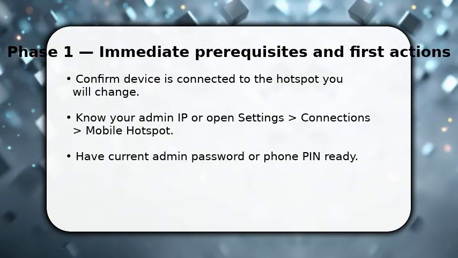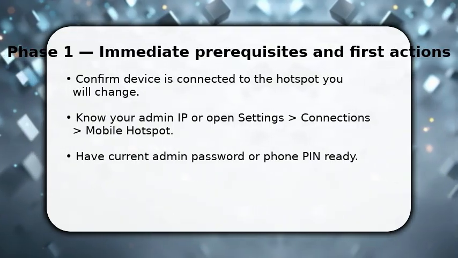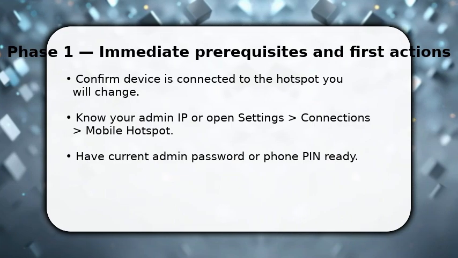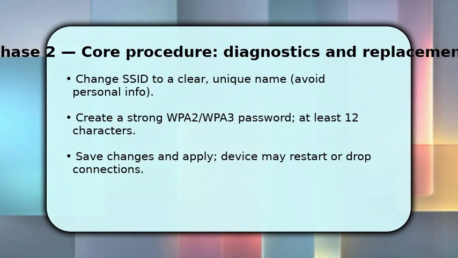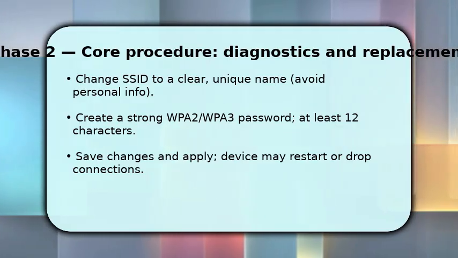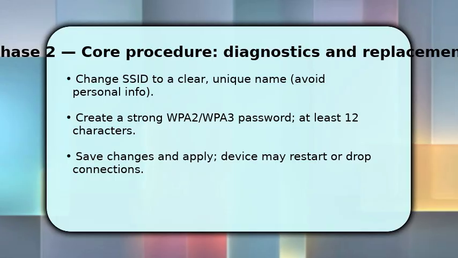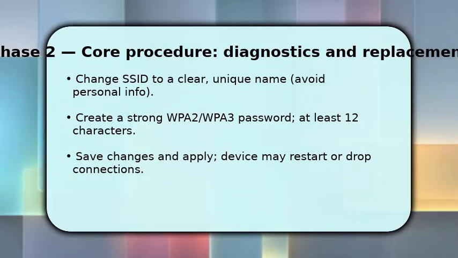Make sure you have the current password or phone PIN ready, otherwise you'll be locked out. Once done, locate the Wi-Fi name, SSID. Now edit the SSID and password directly. Replace the SSID with a short, unique name so other networks don't conflict.